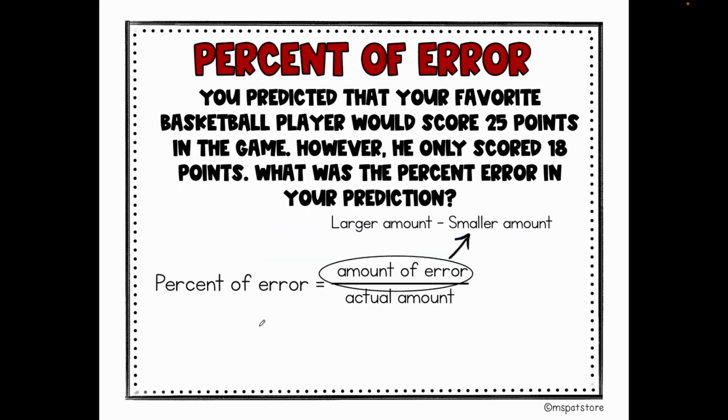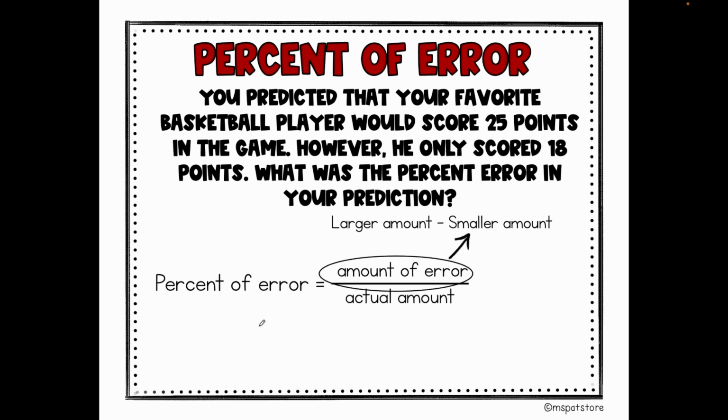Remember that the percent of error is basically how much you predicted something and how off was your guess. So here it says, you predicted that your favorite basketball player would score 25 points in the game. However, he only scored 18 points. What was the percent of error in your prediction?